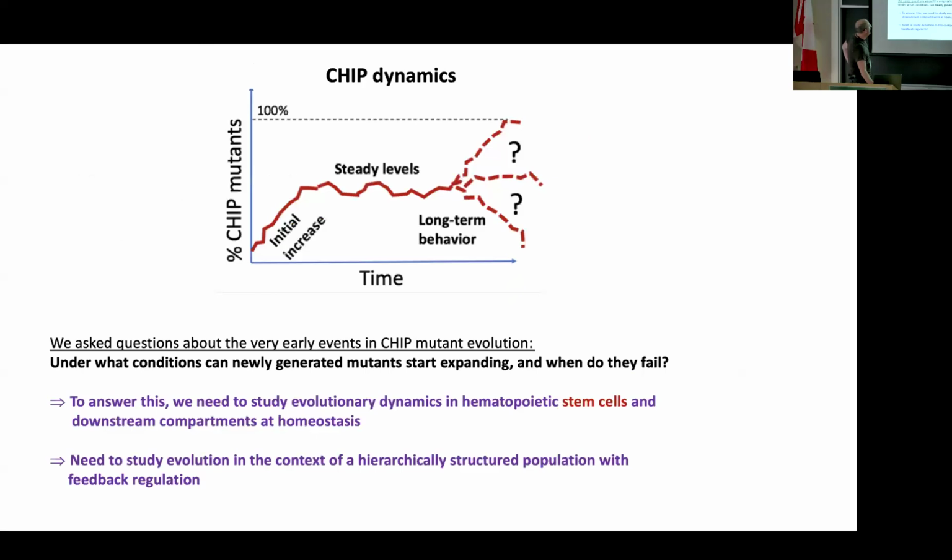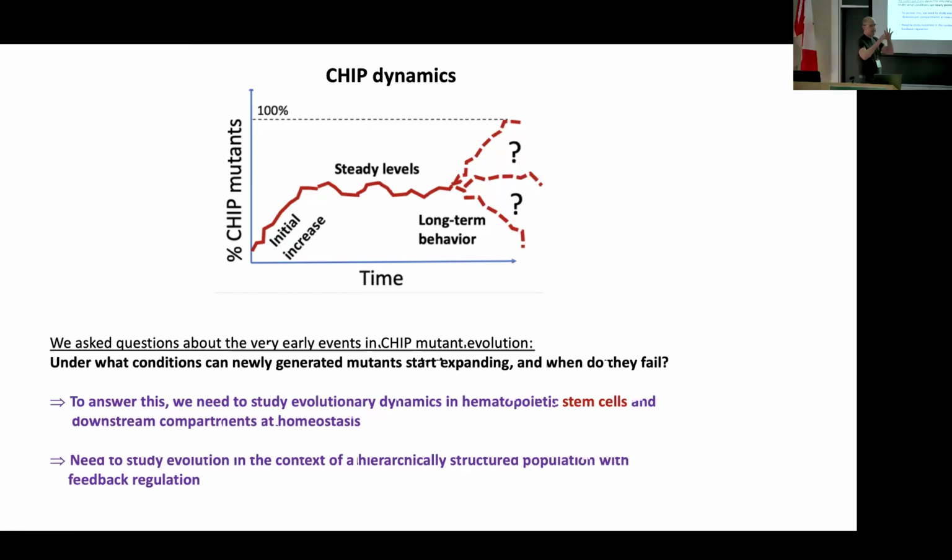So this is just sort of the summary of these things. You see this initial increase, and then they kind of steady out, and then they can either increase further, stay steady, or actually decline and disappear. So we wanted to look into this with the help of mathematical models. And we wanted to ask a much simpler question.